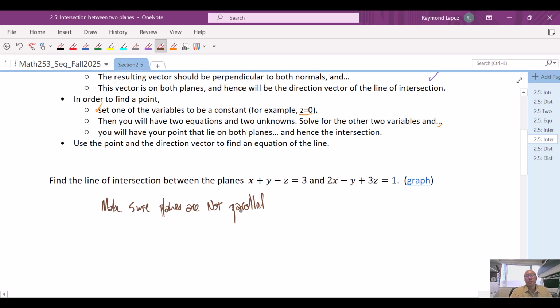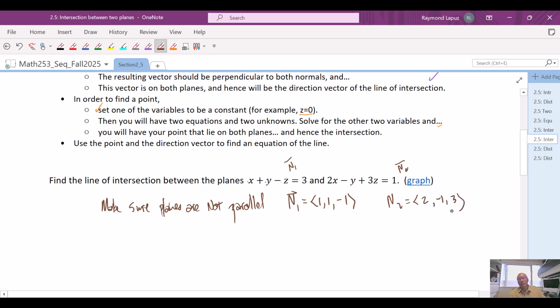So to make sure the planes are not parallel, we'll get their normal vectors. Let's call this n1, the normal vector of plane 1, and the normal vector is 1, 1, negative 1. You can just see that by the coefficients of x, y, and z. And for n2, the second plane, the coefficients are 2, negative 1, 3.